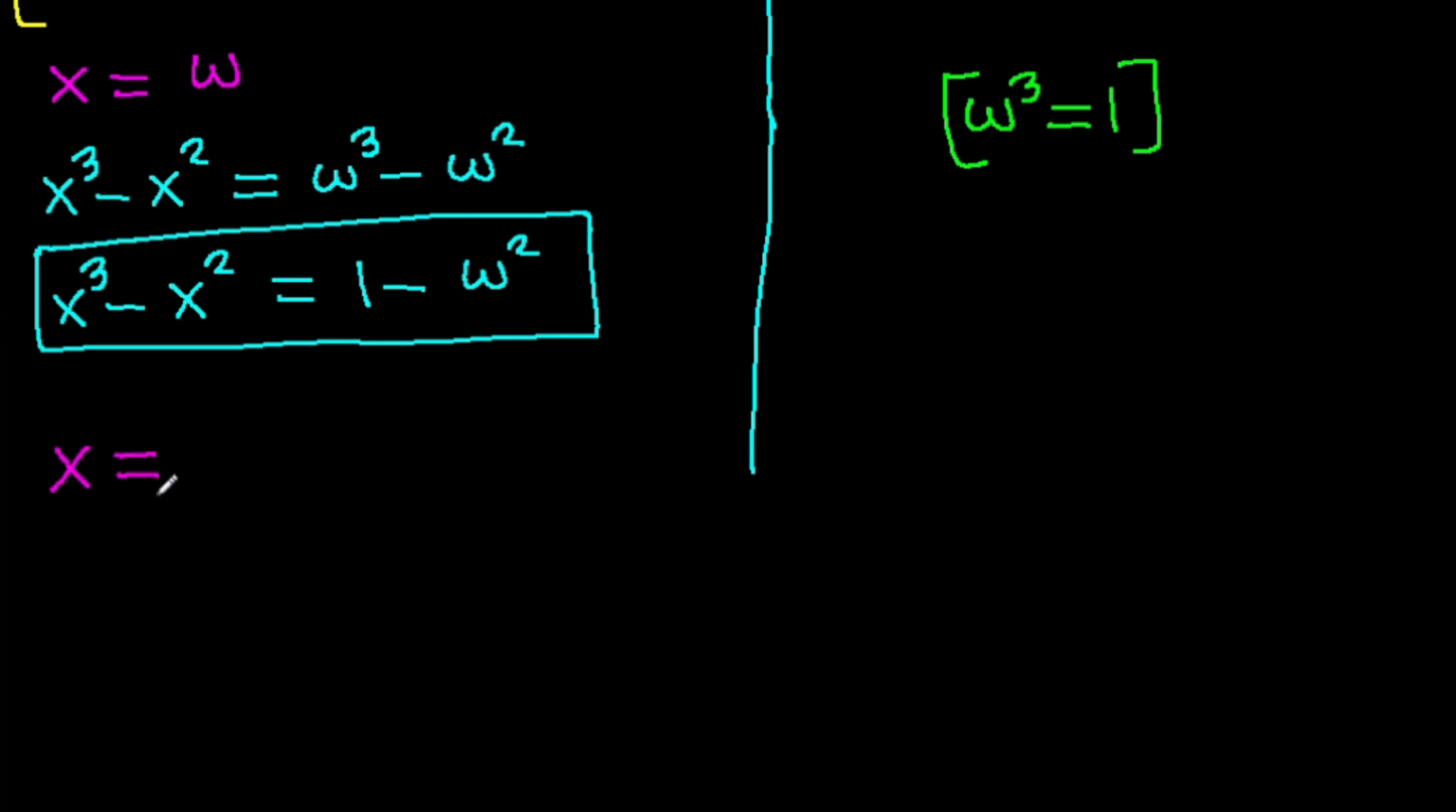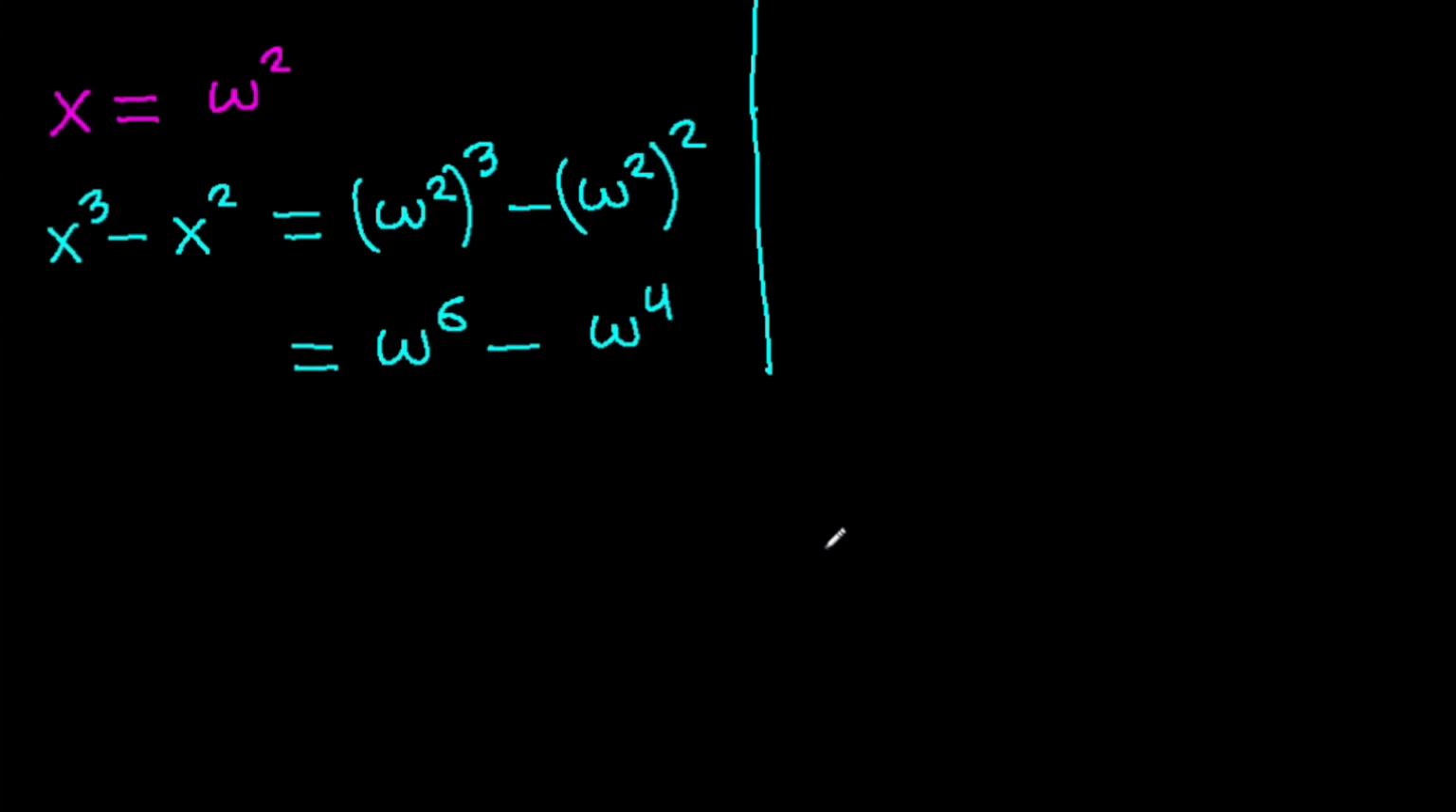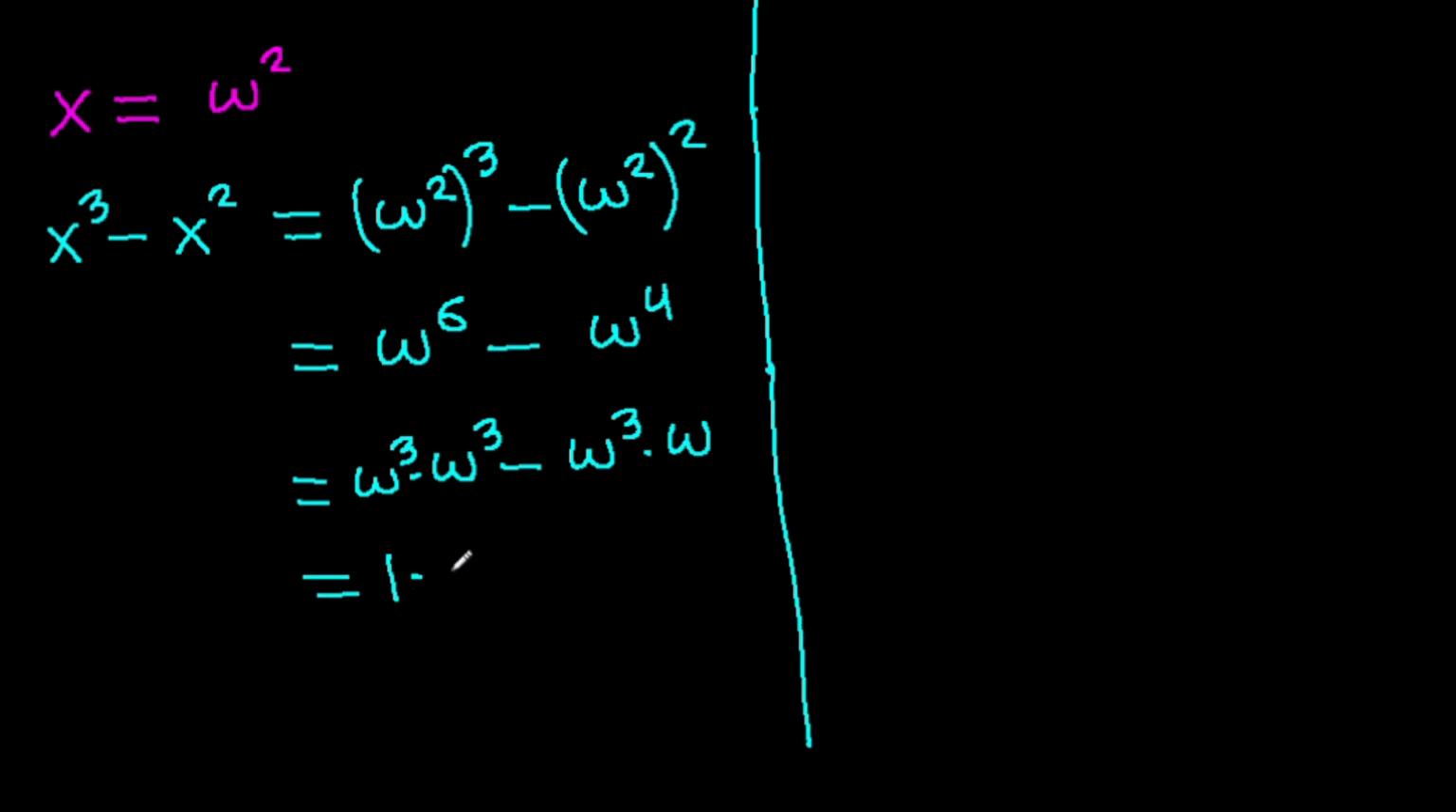and if x is omega square, then x cube minus x square will be omega square cube minus omega square square, and it is omega power 6 minus omega power 4, and it is omega cube times omega cube minus omega cube times omega, and it is 1 times 1 minus 1 times omega, that will be 1 minus omega. It is x cube minus x square.